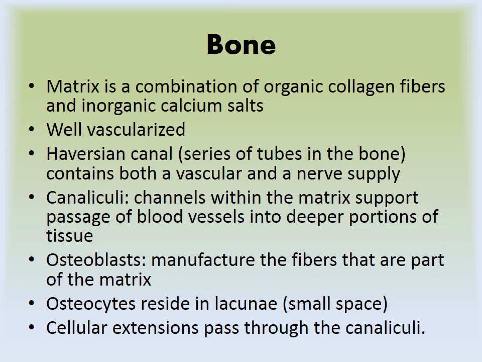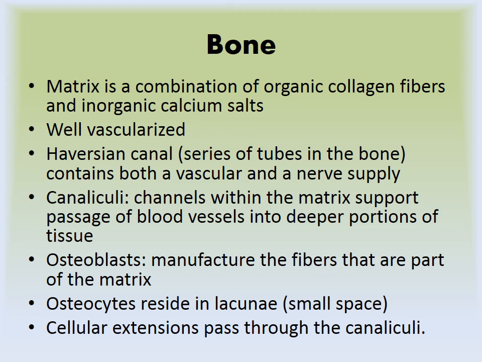And the Haversian canals are a series of tubes within the bone, and this is what contains the vasculature, as well as nerves that can pass through these canals, and that's called the Haversian canal. And thanks to them, that's how these hard, solid bones get to be vascularized. There's something called canaliculi within the bones, and these are channels within the matrix that support passage of blood vessels into deeper portions of the tissues, okay?